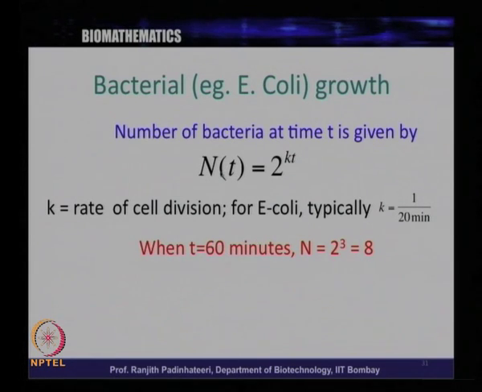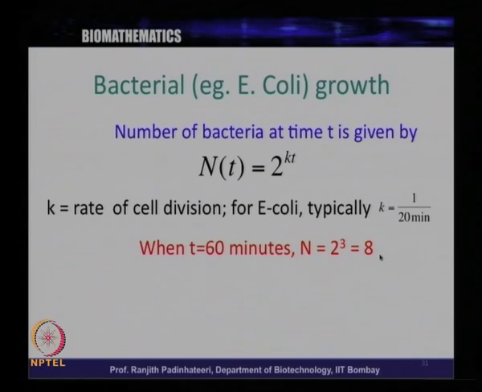The number of cells n as a function of time, n of t, goes like 2 power k t. So, what is 2 power k? k is the rate of cell division. For E. coli, typically k is 1 per 20 minutes. Every 20 minutes one cell division happens. So, that is called the rate of cell division. So, if k is 1 over 20 minutes, then when t equals 60 minutes, 2 power k t is 2 power 3, equal to 8.